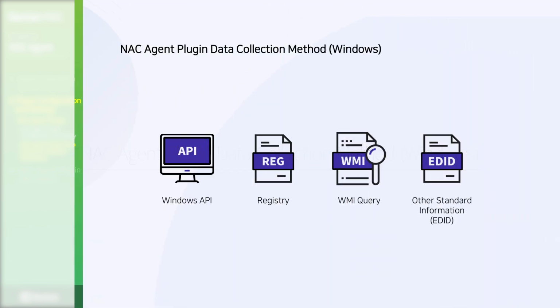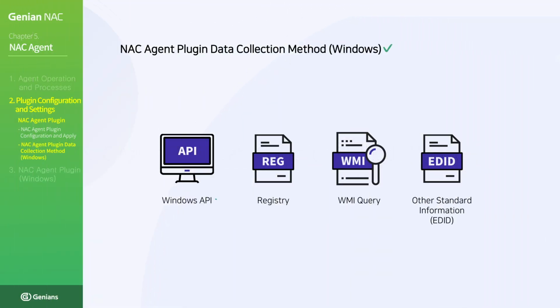Plugins use 4 methods for information collection: Windows API, specific registry information, WMI query, and other standard information such as EDID. These methods are used to collect information or apply policies.